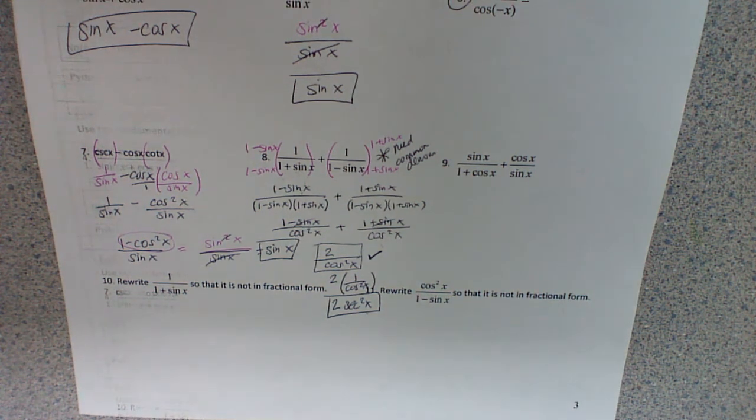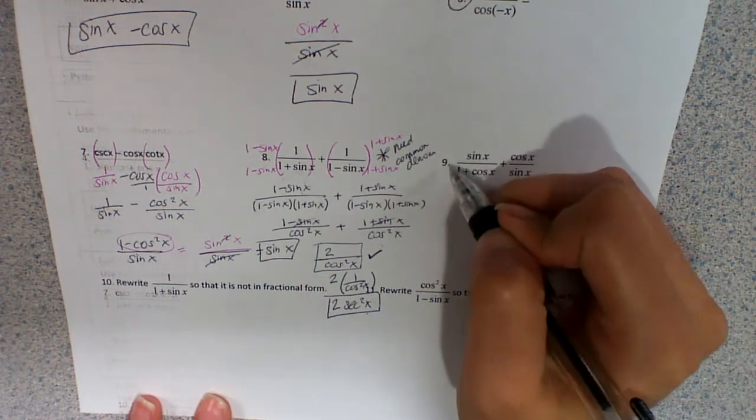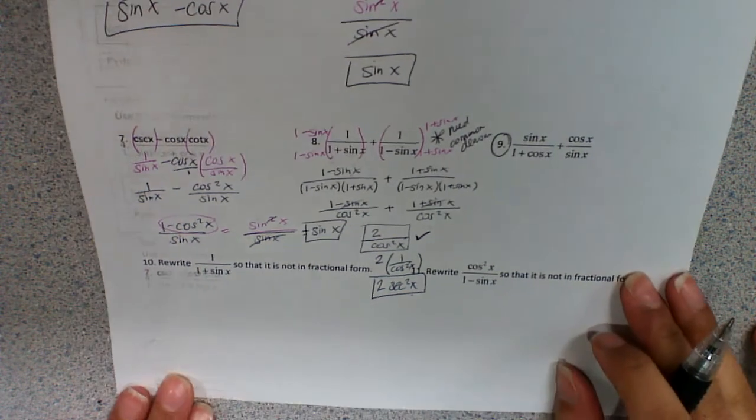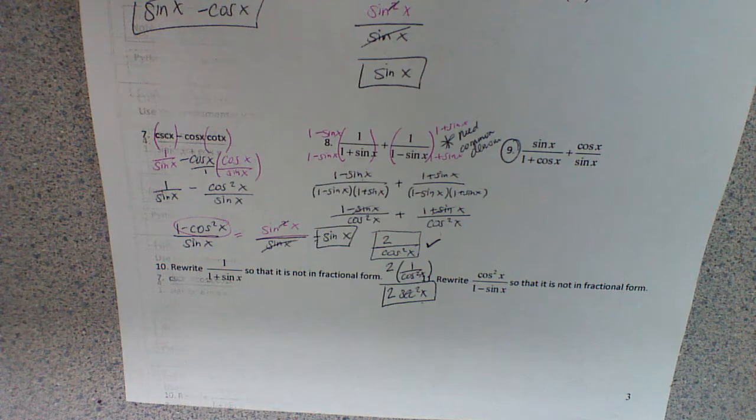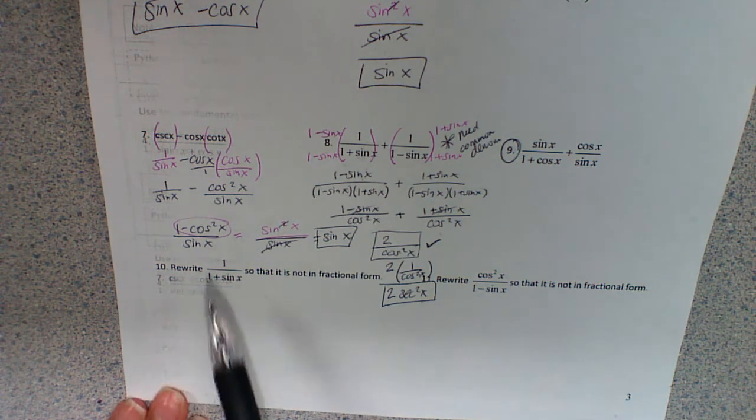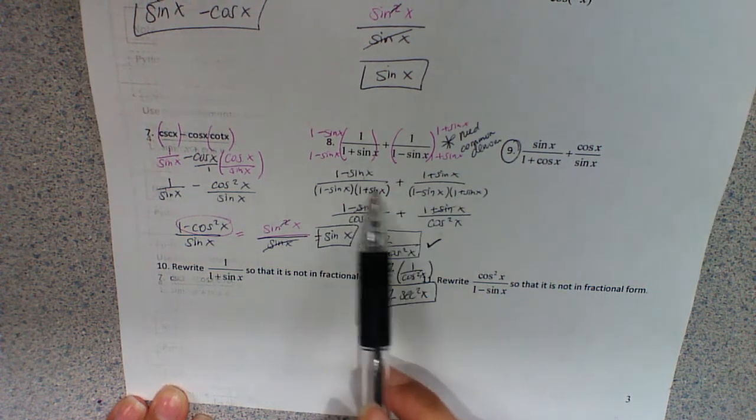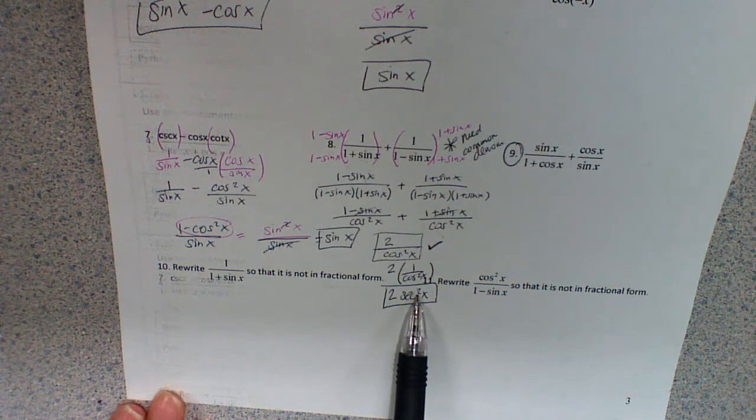Okay. Number 9, also, we're going to skip for now. Now number 10, we've already done this in a previous problem. Number 10 is asking you to rewrite this fraction so that it's not in fraction form anymore. And that's actually what we did on the very last example.